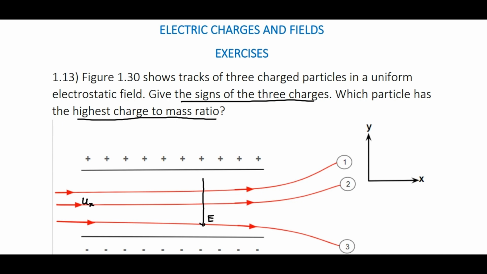If you observe, particle 1 and particle 2 are deflected upwards, that means in the opposite direction of electric field or towards positive plate. So then definitely 1 and 2 will have the negative charges. While coming to the particle 3, it is deflected in the same direction of electric field or towards negatively charged plate. This one will have positive charge. We will write the same.